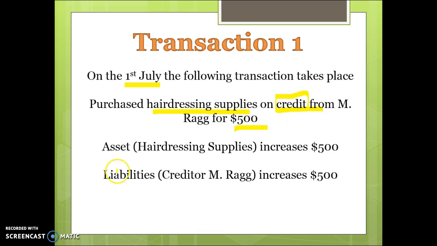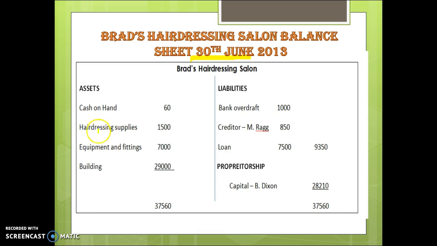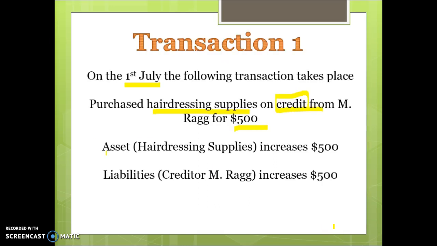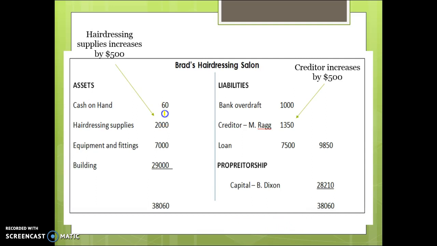But what will happen is that our asset, hairdressing supplies, on this side of the balance sheet is going to increase by 500 because we purchased more. We've now got more of an asset. But we now owe this creditor MRAG an extra $500 as well. So once the transaction is accounted for, our hairdressing supplies goes up to $2,000, but our creditor MRAG also increases by $500. And therefore, as you can see, after this transaction, the balance sheet is still in balance. After every transaction, the balance sheet will remain in balance.